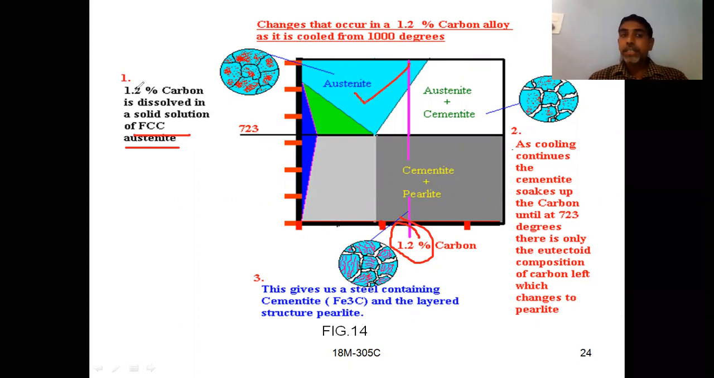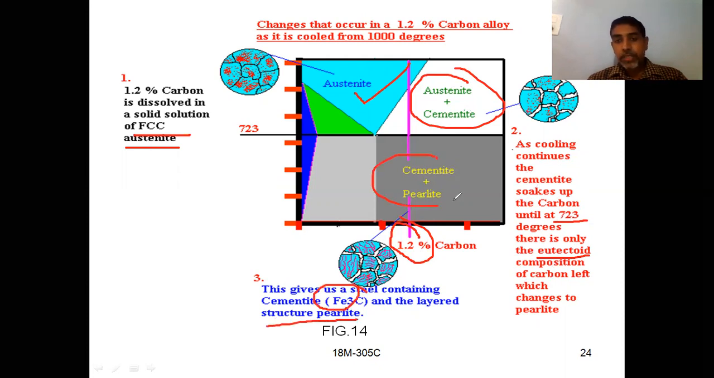So what is austenite? We are going to discuss that in the future sessions. So 1.2% carbon I am taking, and it has one structure. And here, if you see the second one, as the cooling continues, what is happening? Cementite separates at 723 degrees centigrade, and you are going to get a eutectic composition of carbon, and you get austenite plus cementite. This gives a steel containing cementite, Fe3C, in a layered structure of pearlite.